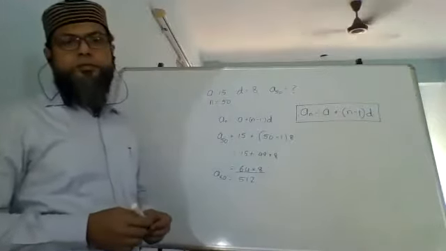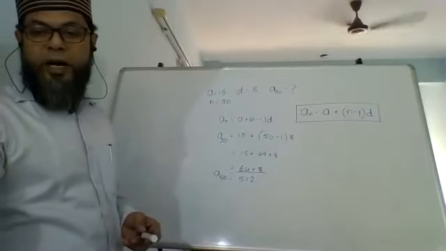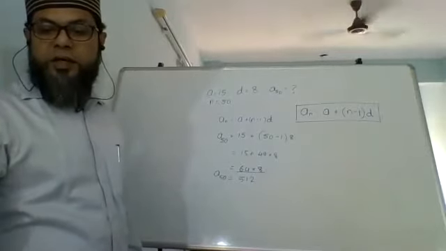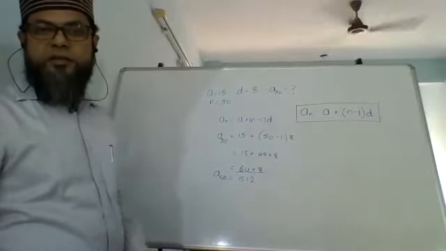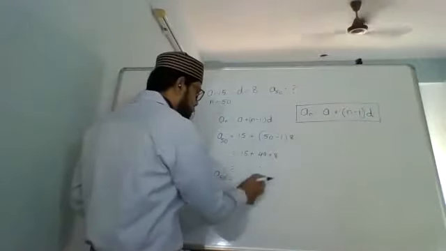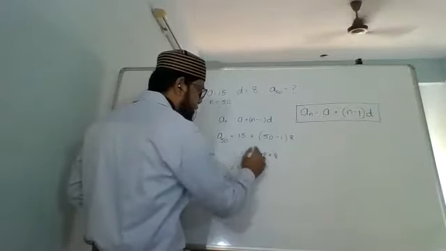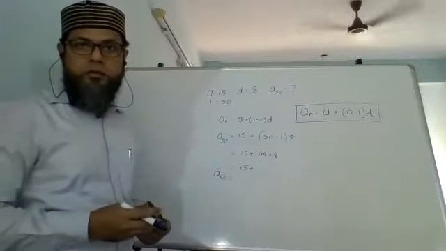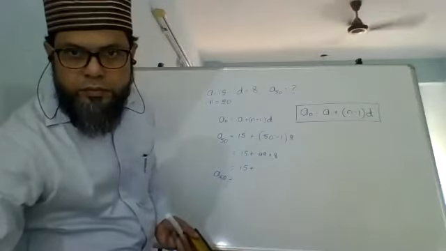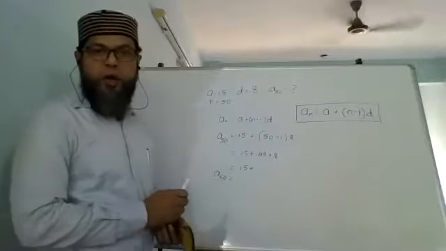This is wrong. We have learned in school BODMAS. So first comes multiplication, then comes addition. So this is going to be wrong. So what is it? It is 15 plus 49 into 8.